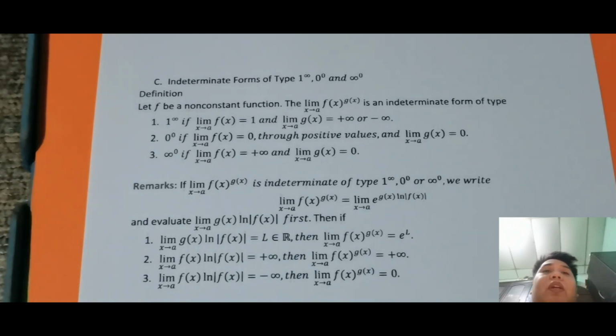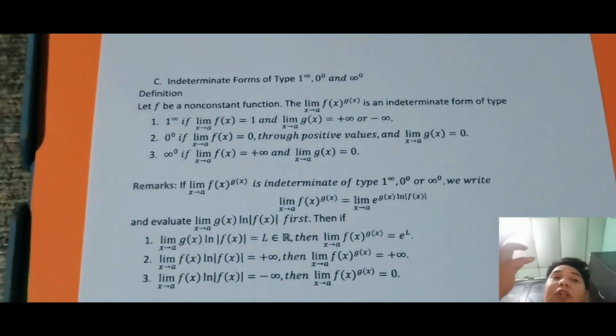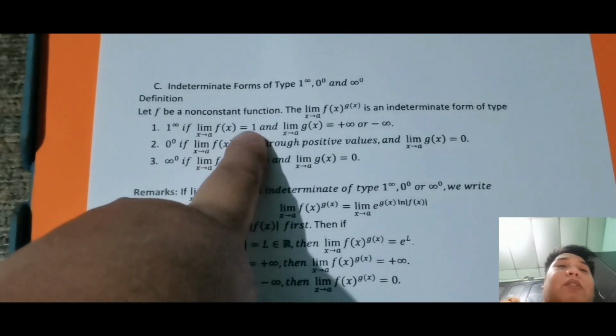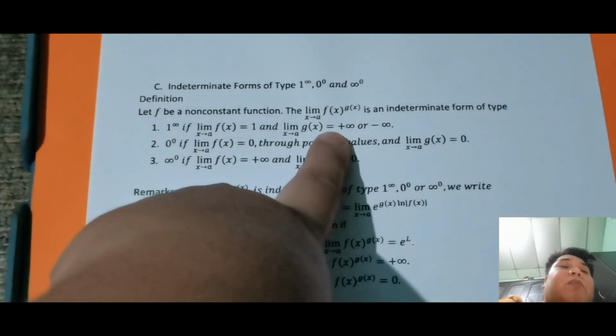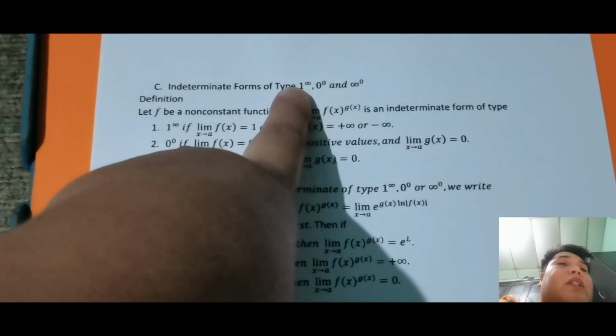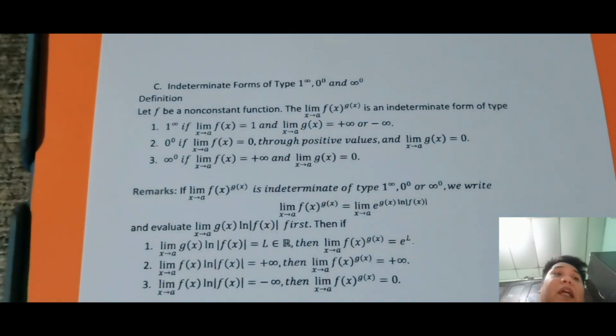Okay, so let's have a definition. Let f be a non-constant function. The limit of f of x raised to g of x as x approaches a is an indeterminate form of type number 1. So again, f of x raised to g of x, meaning function raised to a function. Okay, so that is 1 raised to infinity siya if yung limit daw ng f of x natin is 1 and yung g of x natin is positive infinity or negative infinity. So, ibig sabihin, hindi lang basta 1 over infinity yan, bagkus andyan din si 1 over negative infinity. So, wag na wag kayo malilito ha. So, mamaya i-highlight ko lahat ng ating mga indeterminate form para hindi ka malito.